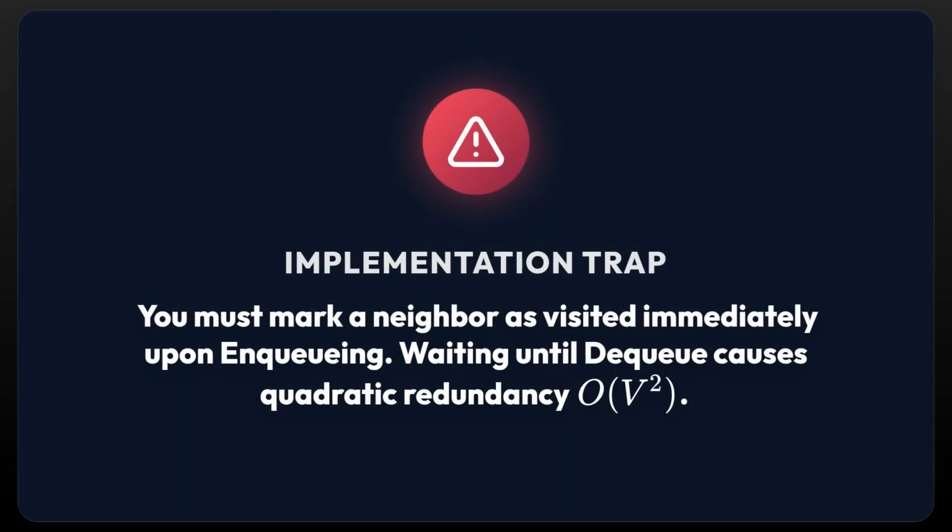There is a critical implementation detail that trips up many engineers. You must mark a node as visited the moment you see it and add it to the queue. If you wait until you pull it out of the queue to mark it, neighbors will add the same node multiple times. In a dense graph, this causes quadratic redundancy, specifically big O of V.